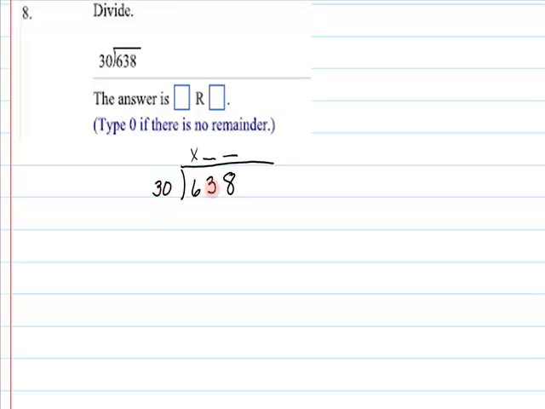How many 30s are there in 63? Well, there are 2. 2 times 30, and don't hesitate if you need to go off to the side and multiply, you can do that. It is 60. Subtract and bring down one number.